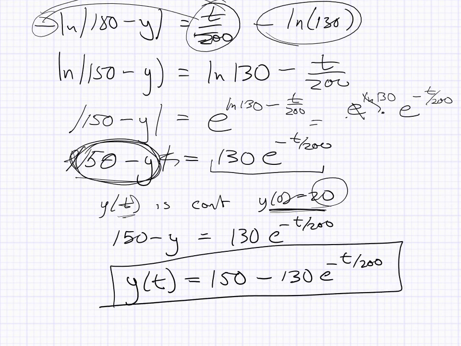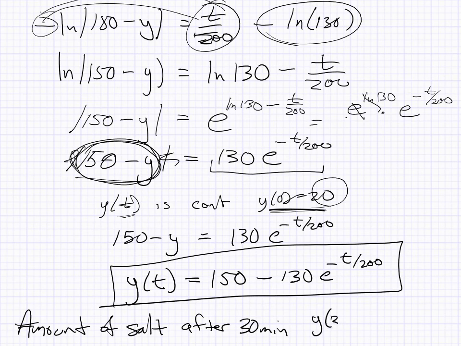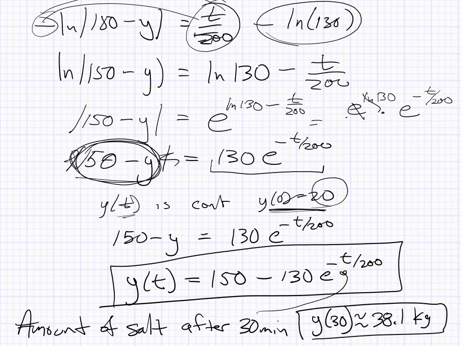There's a little bit of work to get to the function, but once we have it, how about we look at the amount of salt after a certain amount of time. All our measurements were based on per minute, so for half an hour we're going to go with 30 minutes. If we find y of 30, that'll tell us how much salt we have in 30 minutes. We plug 30 in for t here, and you're going to roughly get 38.1 kilograms of salt in the tank.